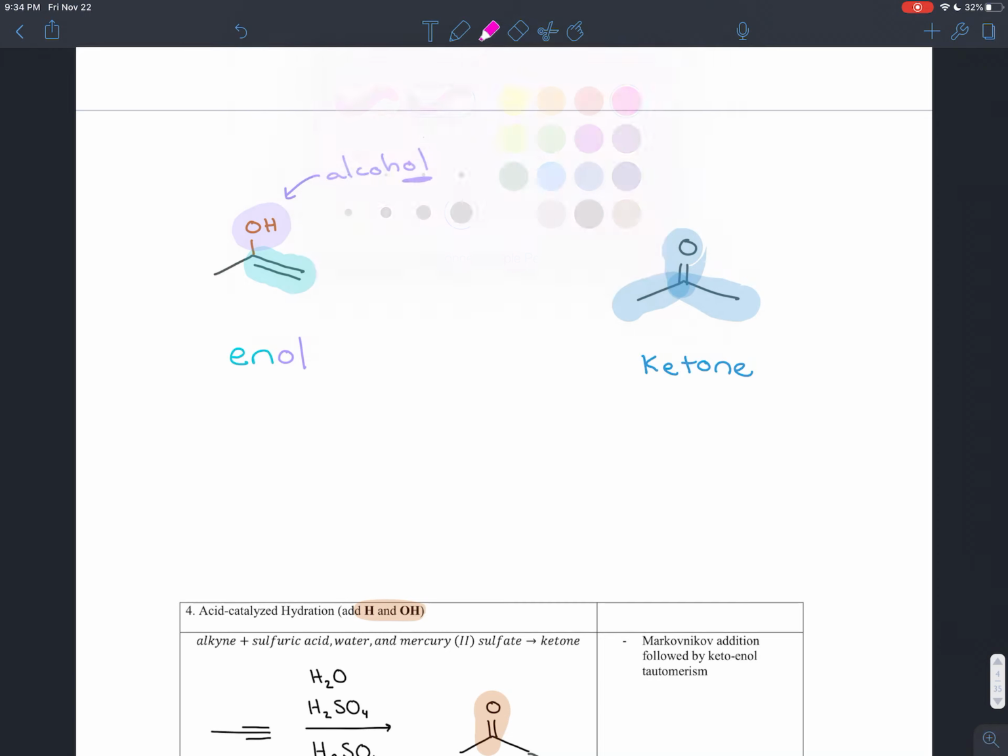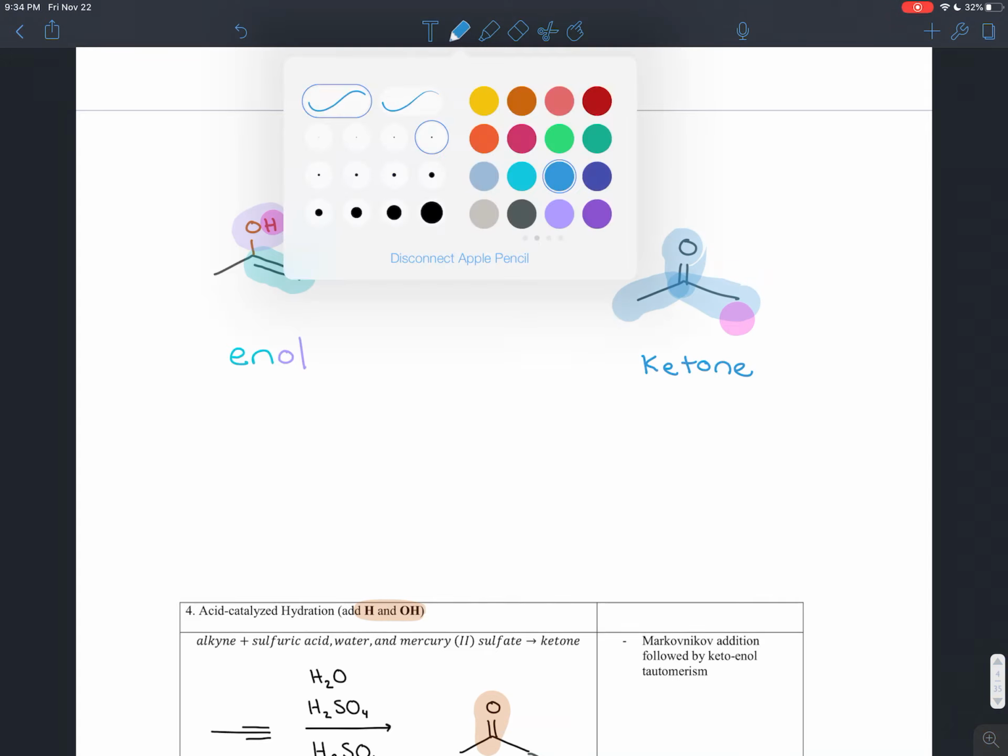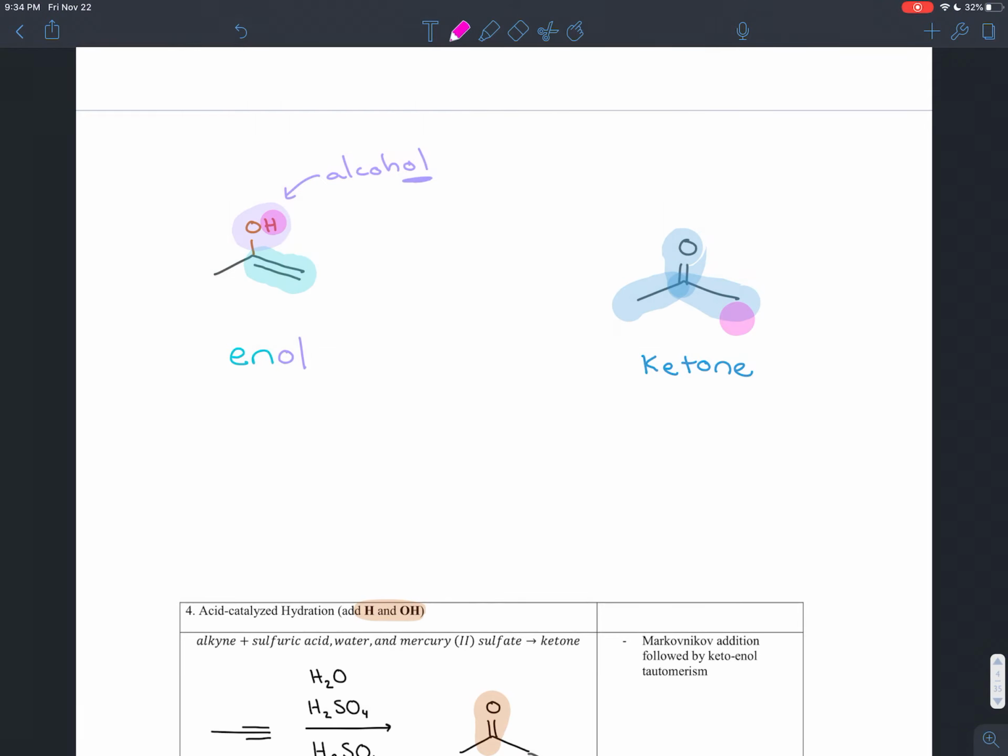The enol has the hydrogen on the oxygen, and the ketone has the hydrogen right next door on the carbon bonded to the oxygen. So the only difference between the enol and the ketone is the placement of one hydrogen. And the relationship between two molecules that only differ in the placement of one hydrogen is that they are tautomers. Tautomers are two molecules that only differ in the placement of one hydrogen.